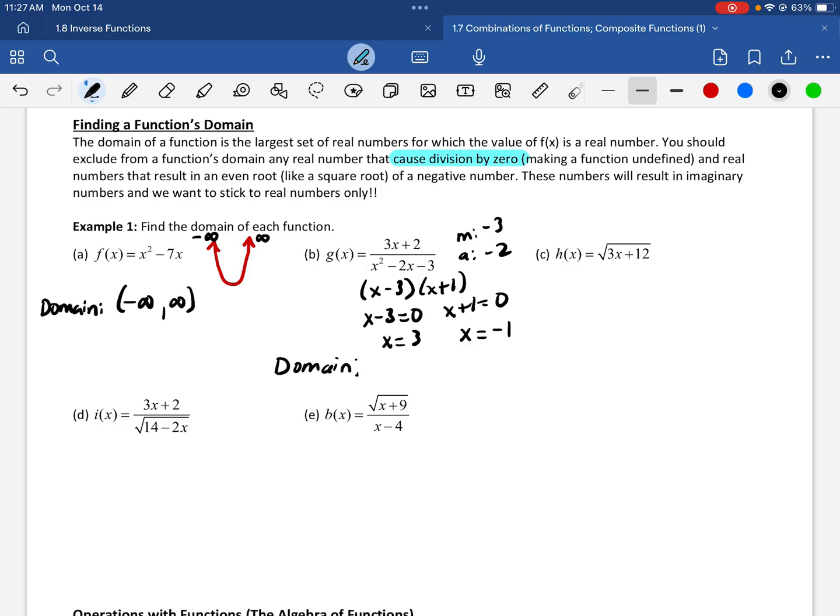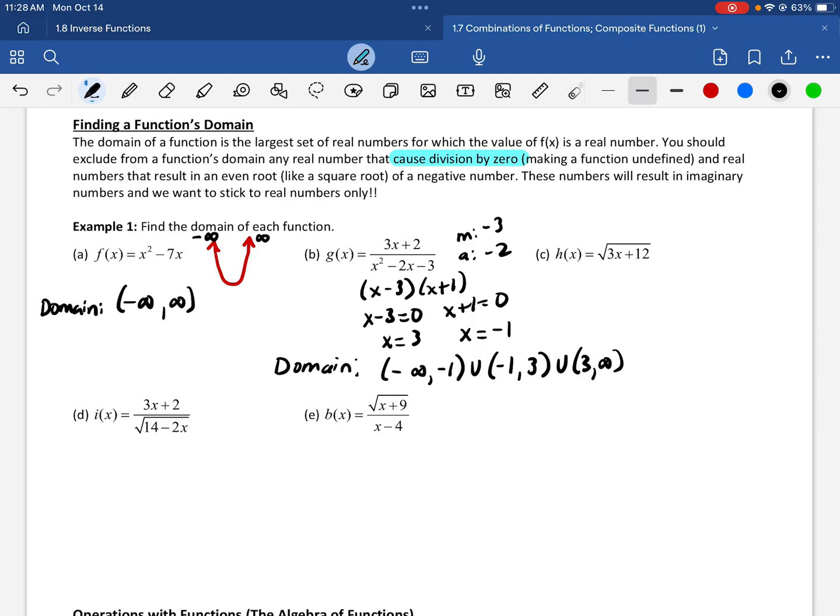So if I start here on the left, we go from negative infinity. Looking at these two values, the smaller of those two is -1. So negative infinity to -1, union -1 to 3, union 3 to infinity. And so we excluded the values that make the denominator equal to 0.